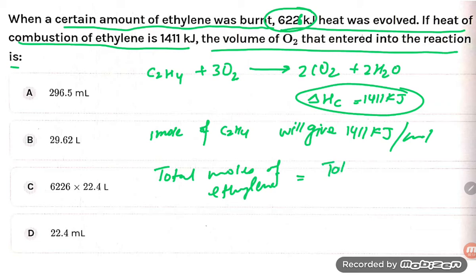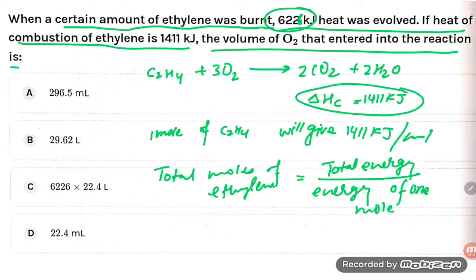So how much? Total energy divided by the energy of 1 mole. The total energy is 6226, and the energy of 1 mole is 1411. If you solve it, it gives the value of 4.412 mole. So this much ethylene is what released this energy.